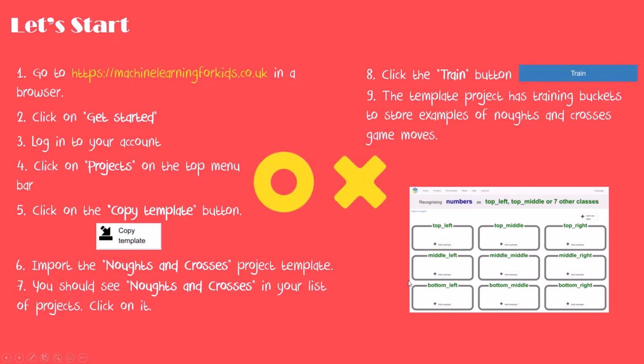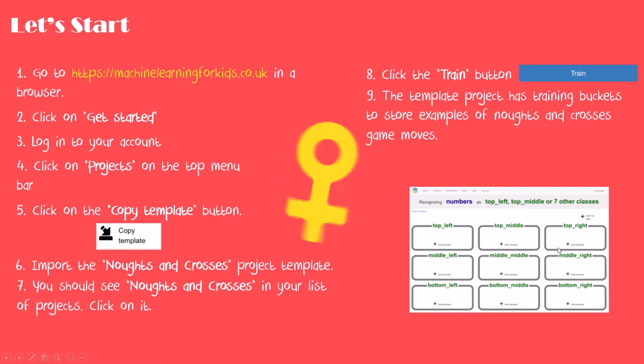So finally, let's start. We go to our lovely website machinelearningforkids.co.uk in the browser. We press get started. We log into our account and click projects. In the projects, we click on copy template, and then we need to find Noughts and Crosses and import it. After importing, you should see Noughts and Crosses in your project list, so we click on it. After clicking on it, we click on the train button, and then you will find these buckets the template already created for us.